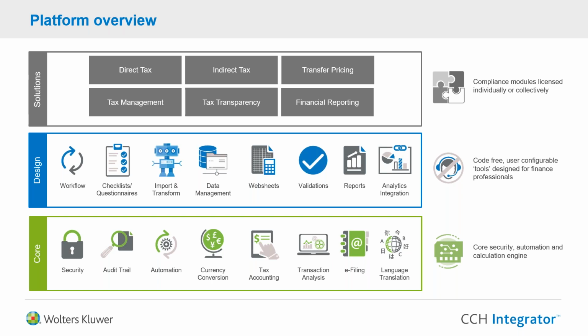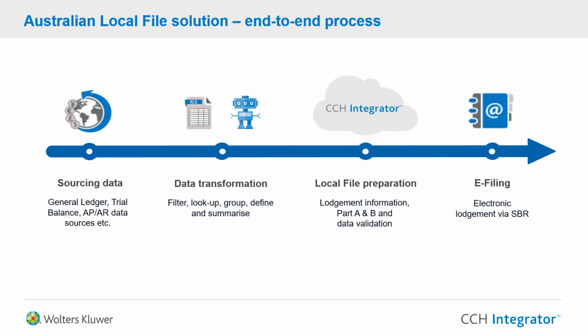We have over 300 corporations globally using Integrator in all different ways, some just for the Australian local file, some with income tax as well. But very importantly, Integrator is one single platform. That means you don't have separate solutions built on different technology stacks. You have one platform only, one login, access wherever you want around the world, provided you have a secure internet connection. And our Australian local file sits within that transfer pricing solution set.